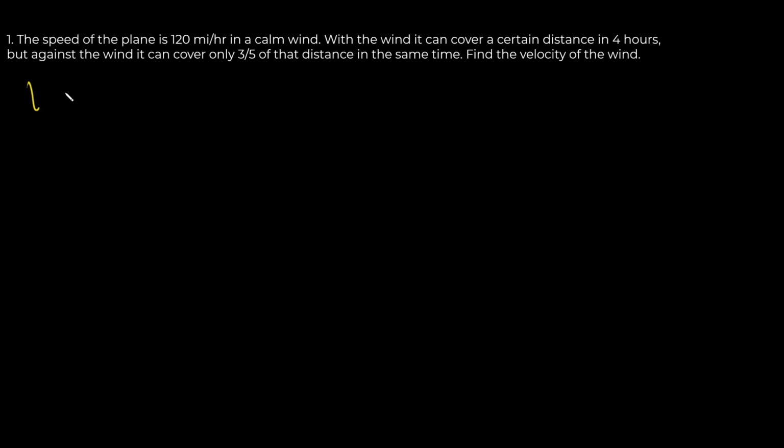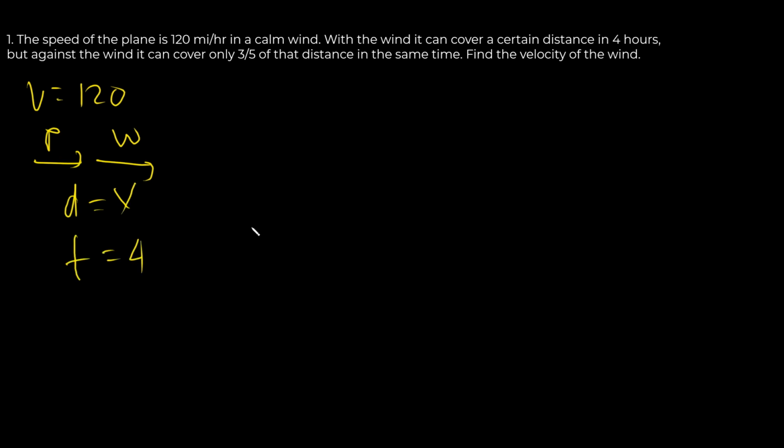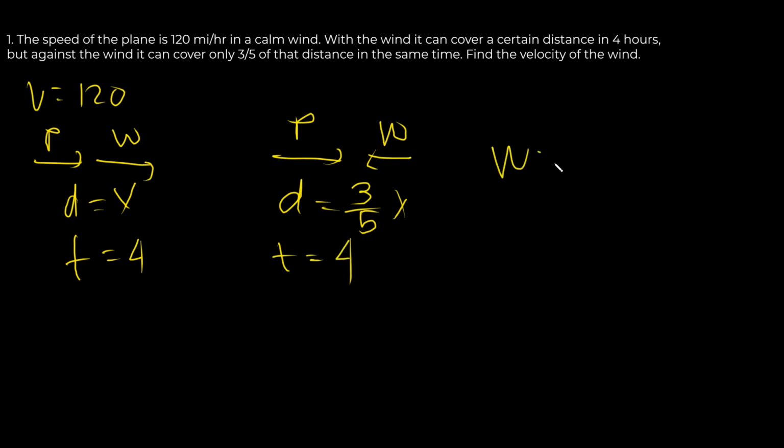So let's say V is equal to 120, and if the plane is in the same direction as the wind, it can cover a certain distance x at time equal to 4 hours. But if the plane is against the wind, it can cover only 3/5 of that distance at the same time. So what is the velocity of the wind? And since the time is the same, we can equate the time together.